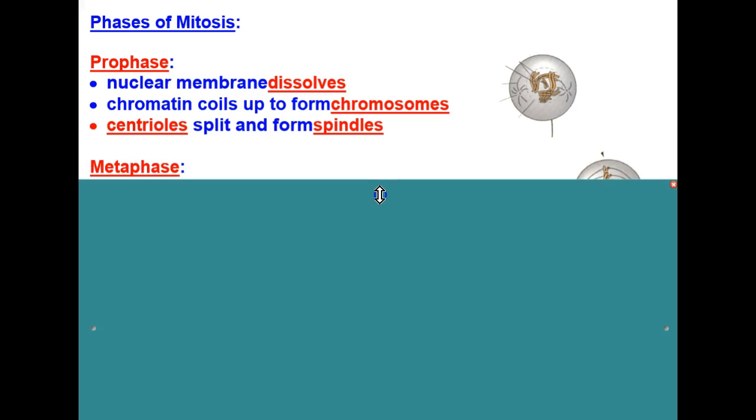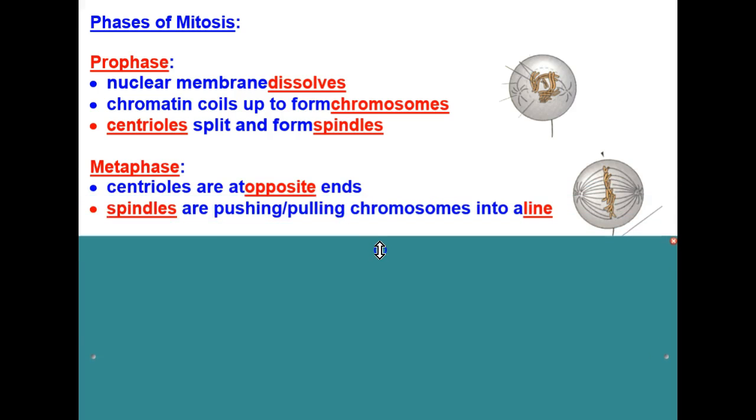In our second phase, called metaphase, the spindle connects to centromeres at opposite ends, and the chromosomes are moved into the cellular equator, if you will. They line up in the middle. Students often remember metaphase because it starts with M, for middle, and the chromosomes are lined up in the middle of the cell.